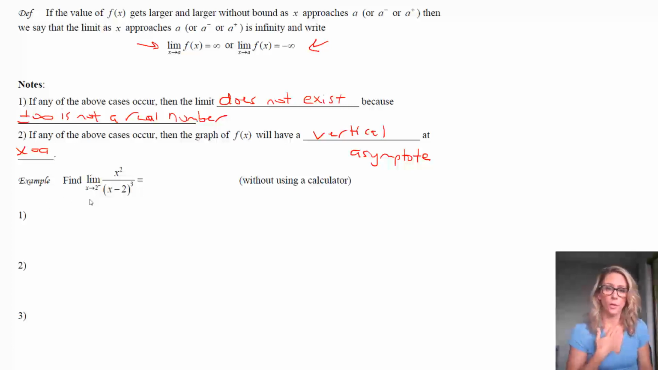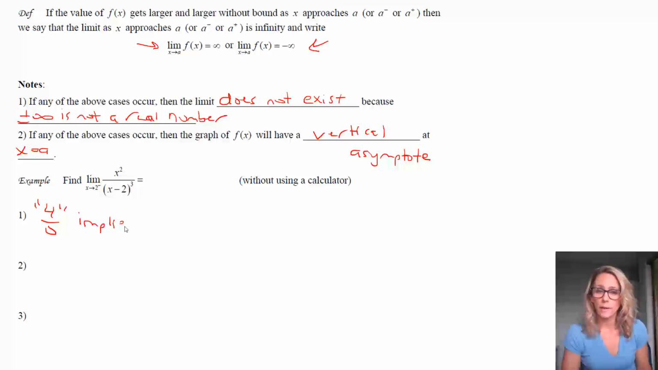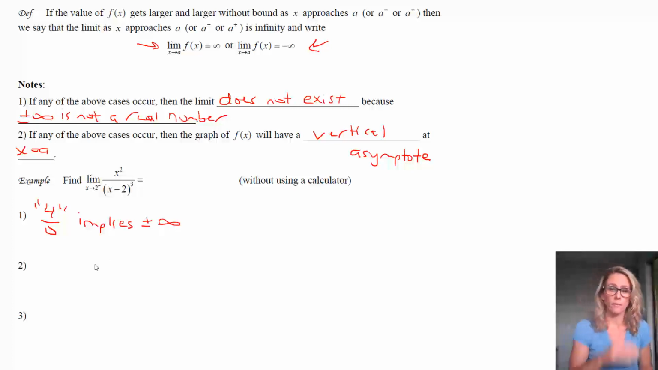So notice in this case, we have a function. We already can tell if we plug in 2, the numerator is going to be 4, the denominator is going to be 0. So we would want to recognize that first, that we have 4 over 0, and that that's not a real number. But anytime you have something divided by 0 in a case like this with these limits, that implies some sort of positive or negative infinity.